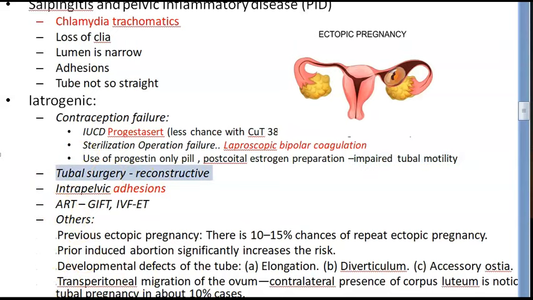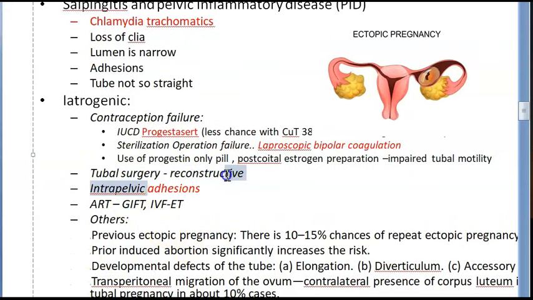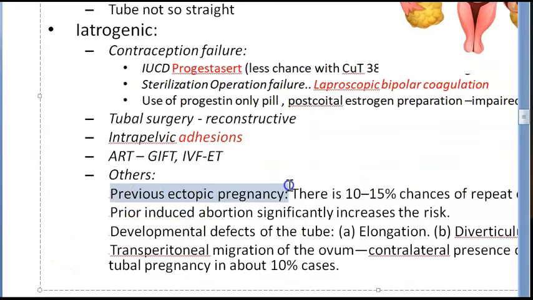Tubal surgeries they've had, if they had tuboplasty, reconstructive surgeries, or intrapelvic adhesion. Any adhesion, you can understand, is sticky things here and there. What do you mean by adhesions? You understood, right? One tissue stuck to the other is an adhesion. ART means assisted reproductive techniques like GIFT, gamete intrafallopian transfer, where you are transferring the gamete, that is the sperm, into the fallopian tube. You are only transferring. Or you are having IVF treatment, that is in vitro fertilization with an embryo transfer. So basically infertility treatments. Then if you have had a previous ectopic pregnancy, there is a chance that you will have an ectopic again, right? There's a 10 to 15% chance of repeat ectopic.